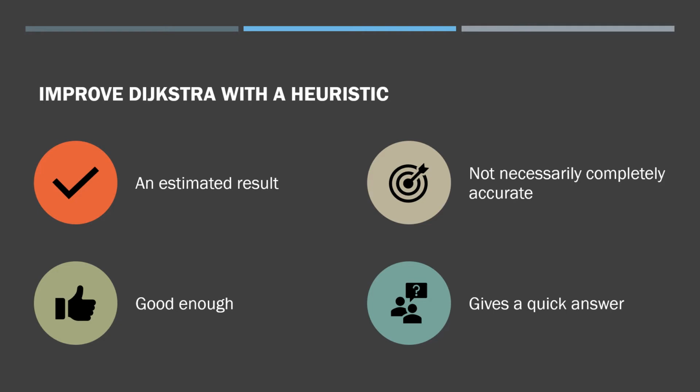So the decision was made to improve Dijkstra by adding a heuristic. Now, I asked you last time to think about what a heuristic was, so let's just recap what a heuristic is. A heuristic is an estimate. It's not necessarily fully accurate, it's just good enough to give us a quick answer. So we're going to improve Dijkstra by adding a heuristic that gets us to pick the correct routes to get to the target, the place that we want to get to, as quickly as possible.